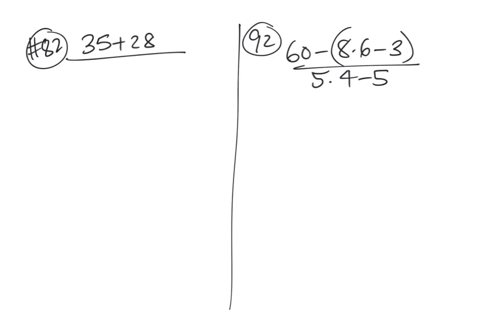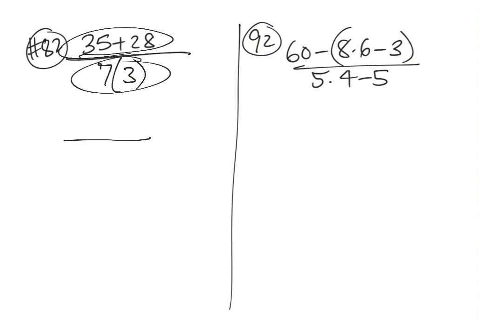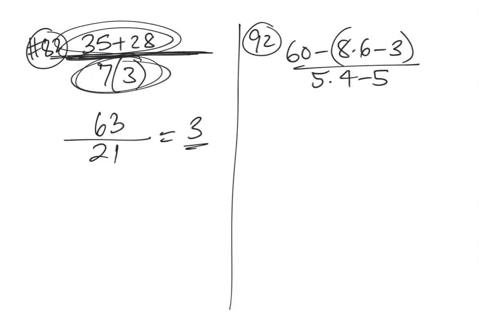So for number 82, we have 35 plus 28 and then divided by 7 times 3 in the denominator. We take care of that, 35 plus 28, independently, and then we go to divide that by 21. So 63 divided by 21 is 3, of course. But notice that we have a division here. We take care of what's up here, and we take care of what's down there.